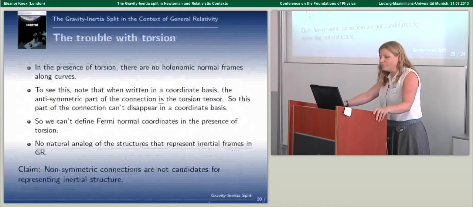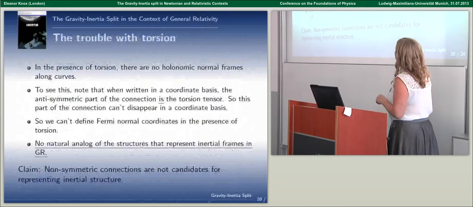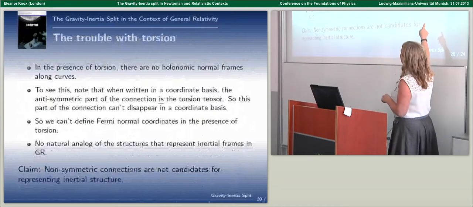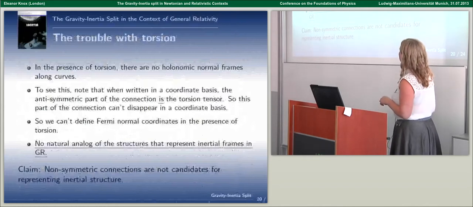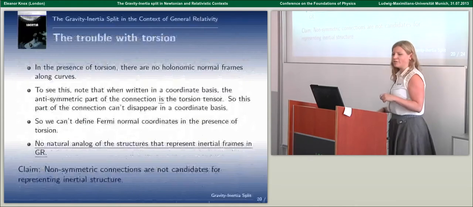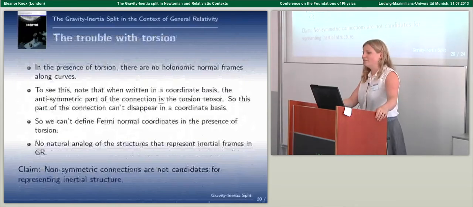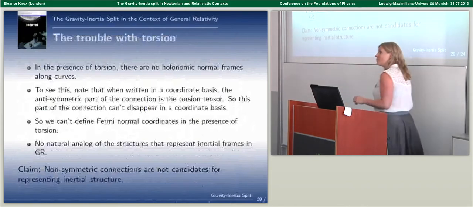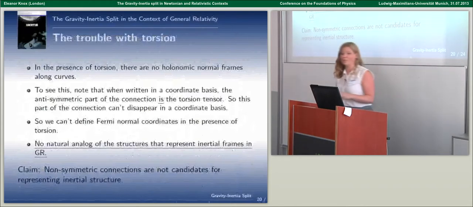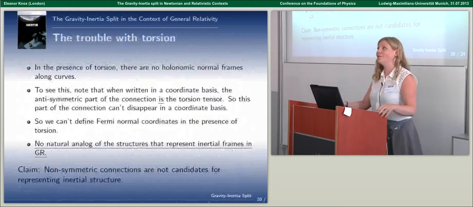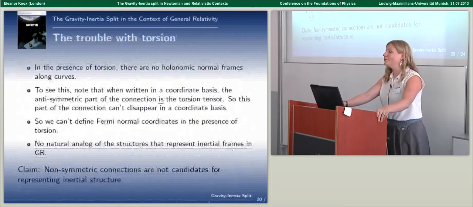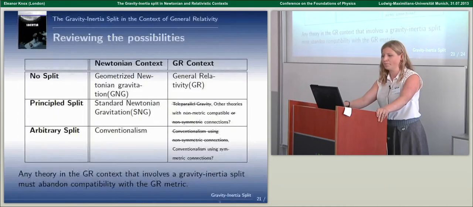So we can't define Fermi normal coordinates in the presence of torsion. And that means there's no natural analog here of the structures that represent inertial frames in general relativity. And so the claim here is that non-symmetric connections just aren't candidates for representing inertial structure. So whatever you're doing when you introduce a non-symmetric connection, you might be doing lots of useful things, but you're not introducing a new set of inertial frames.